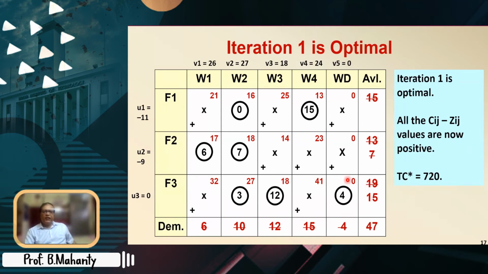So TC star, that means total cost, is now 720. That can be obtained by multiplying 15 into 13, 6 into 17, 7 into 18, 3 into 27, 12 into 18, and adding them. Why? Because that is the amount that has been sent, and these 13, 17, etc. are the unit costs. All right, so have you understood how to solve a degenerate transportation problem?